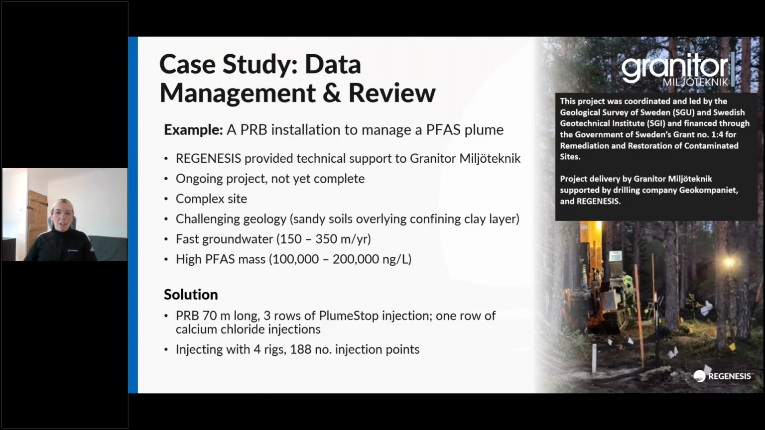So our solution was to install a 70-meter long permeable reactive barrier using our PlumeStop colloidal activated carbon technology. And the barrier comprised 3 rows of PlumeStop injection points, with a row of calcium chloride injection points down gradient. And that was undertaken to prevent the PlumeStop distributing further than we anticipated with the fast groundwater flow. Works were undertaken by injecting simultaneously with 4 rigs and comprised a total of 188 injection points, completed over a 10-week period.